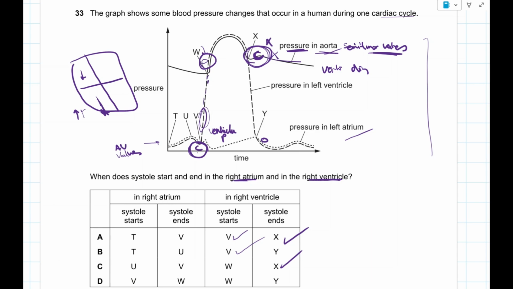Now, regarding the right atrium, we know the pressure at the bottom is the pressure in the left atrium, not in the right atrium. And because we know that the atrium generally generates a lower pressure than the ventricle, because the atrium only needs to push blood a very small distance from the atrium to the ventricle, therefore, this is going to be atrial systole. And the answer is going to be A.